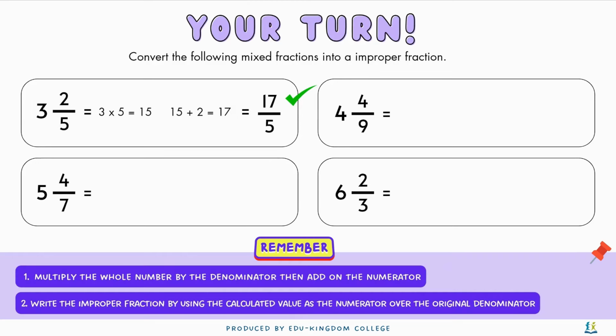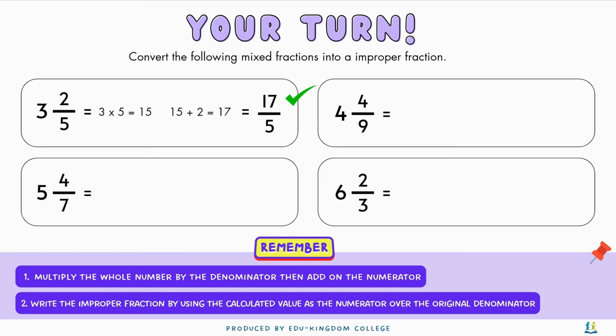Now, it's your turn to have a go to transform mixed fractions into improper fractions. The first one here is already given for us. 3 and 2 over 5. 3 times 5 gives 15, and 15 plus 2 gives 17. So the answer is going to be 17 over 5. The 3 questions left. Please pause the video and give it a go.